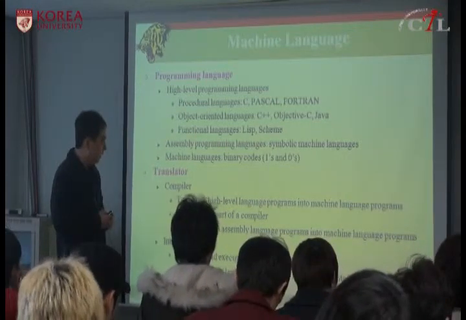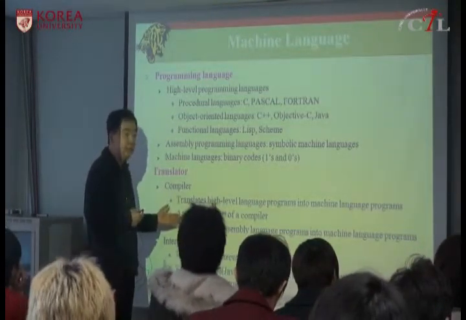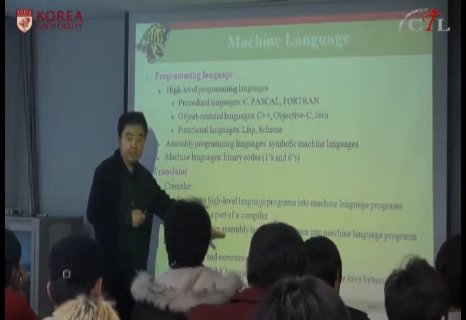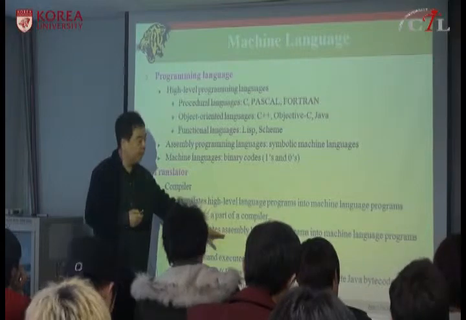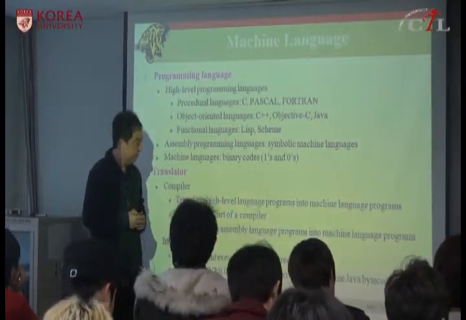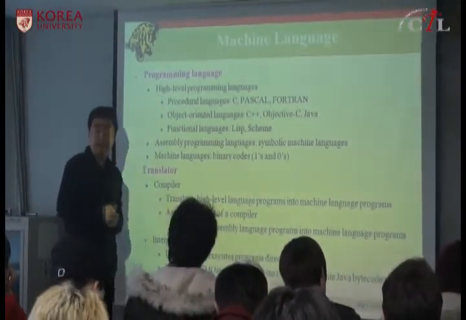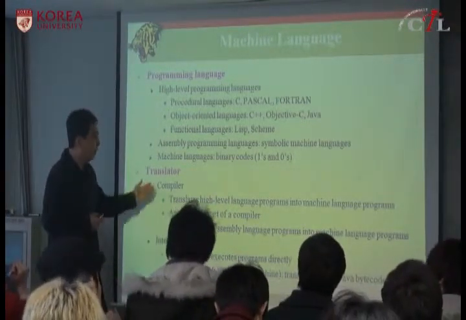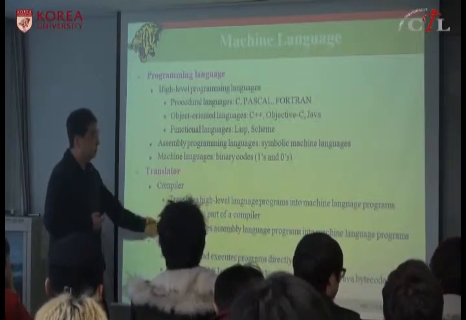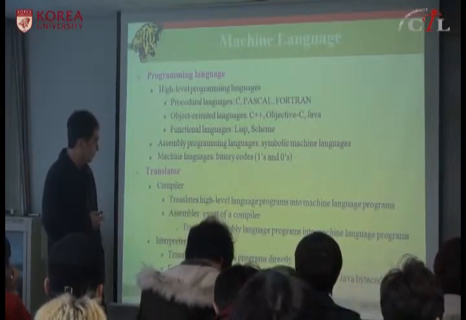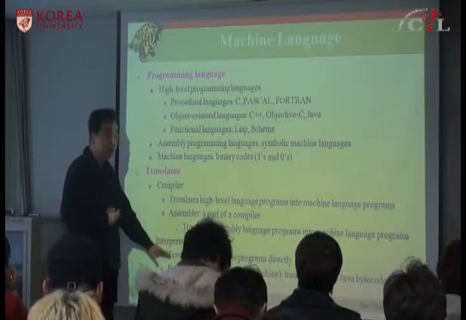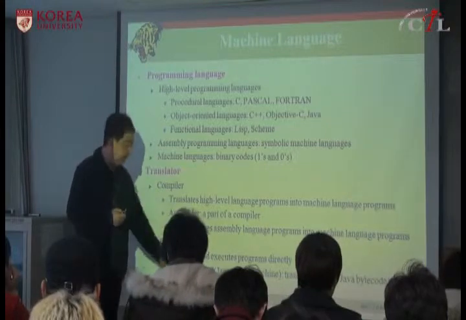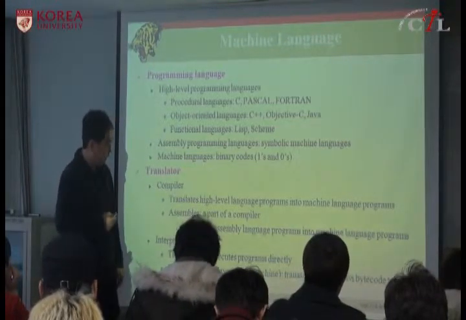As a part of the compiler, it usually includes an assembler, which translates a symbolic machine language program, called an assembly program, into machine language programs. We'll do this assembly language programming as the first project in this class. The second class of translator is called an interpreter. It not only translates but also executes the programs directly. An example is the Java virtual machine.